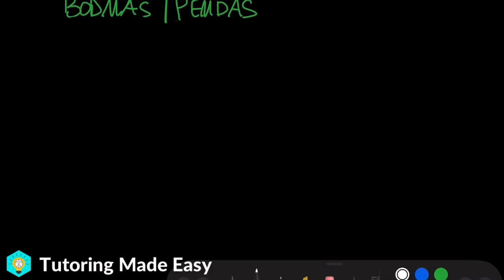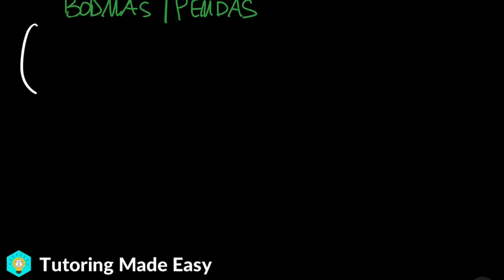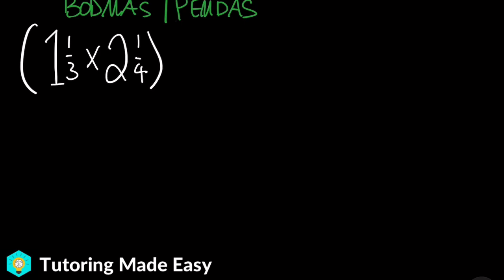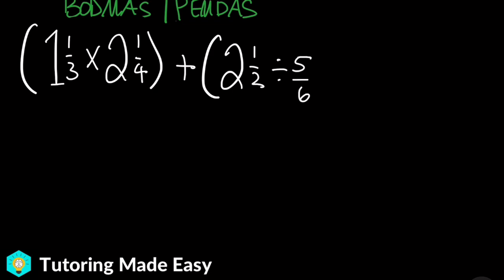So it's BODMAS or PEMDAS. Now, the question we're going to start with is, we have 1 whole number 1 over 3 multiplied by 2 whole number 1 over 4, adding it to 2 whole number 1 over 2, divided by 5 over 6, like that. Now, always introduce your equal sign. We are going to change this as usual to what? We change it to mixed fractions.